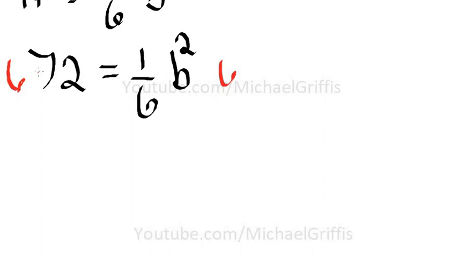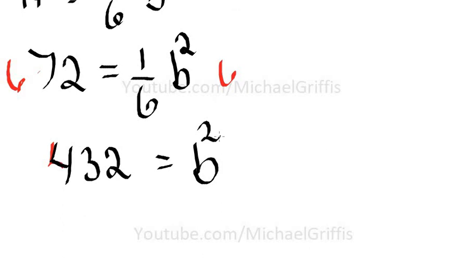And so now we're left with the left-hand side to deal with. And that happens to be 432, 6 times 72. Whoops, wrong color. Is equal to base squared.